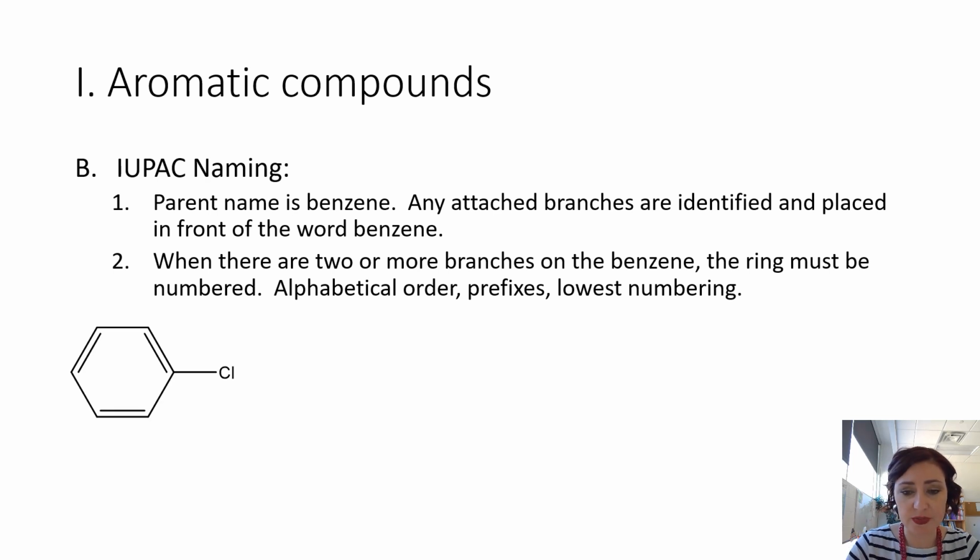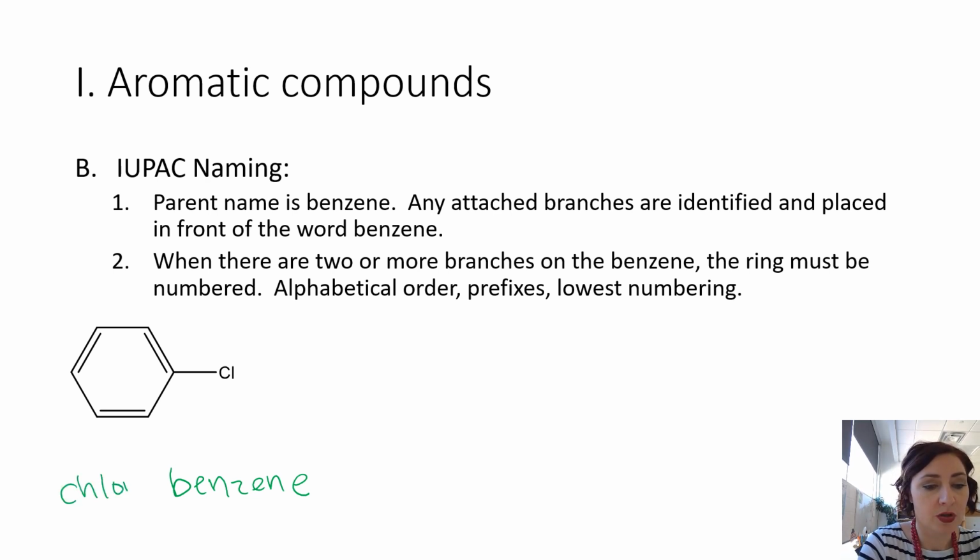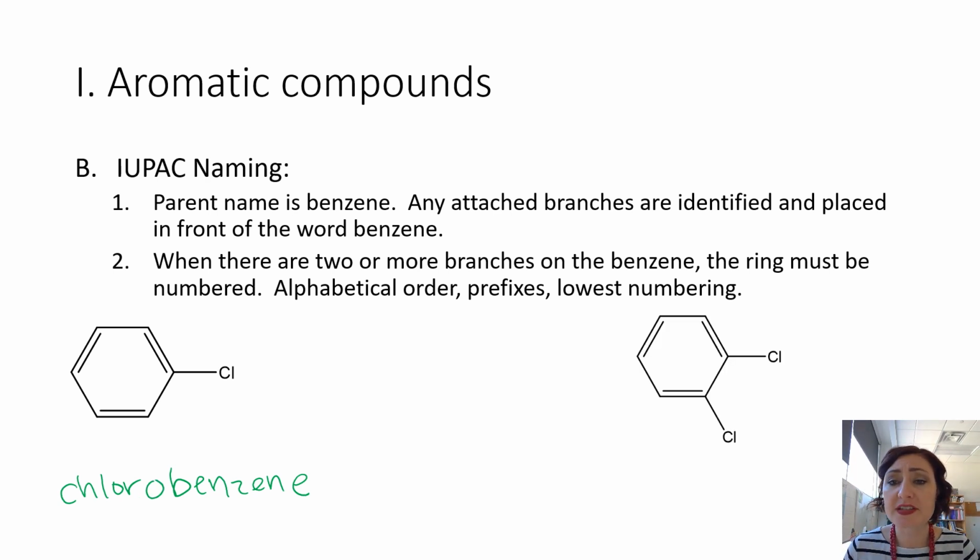So let's put this into an example. We have a benzene ring, so I'm going to label the parent. I always like to write the parent chain first. This is a benzene. And coming off of the benzene ring is a chlorine. I don't have to number this because it is the only branch coming off the benzene ring, and we assume that it has position number 1. So I name this chlorobenzene, all one word.